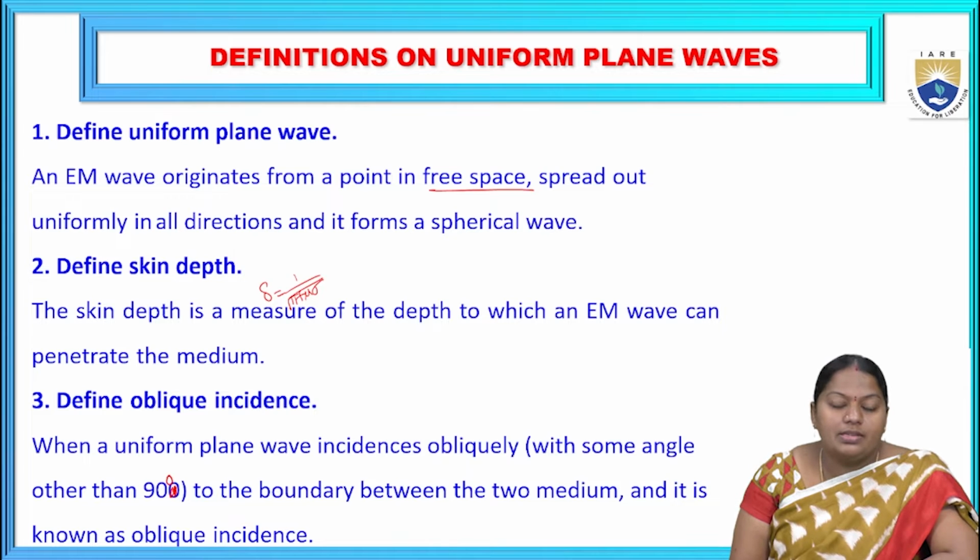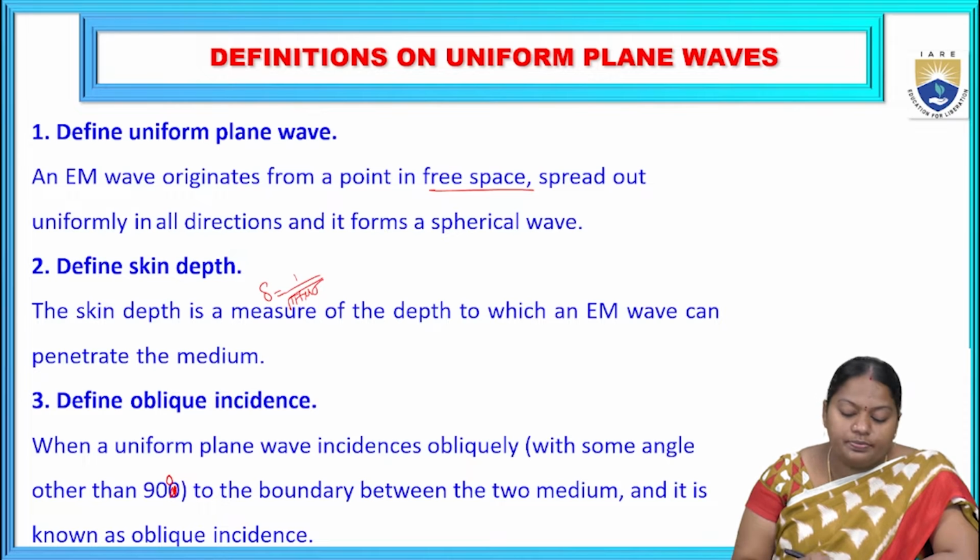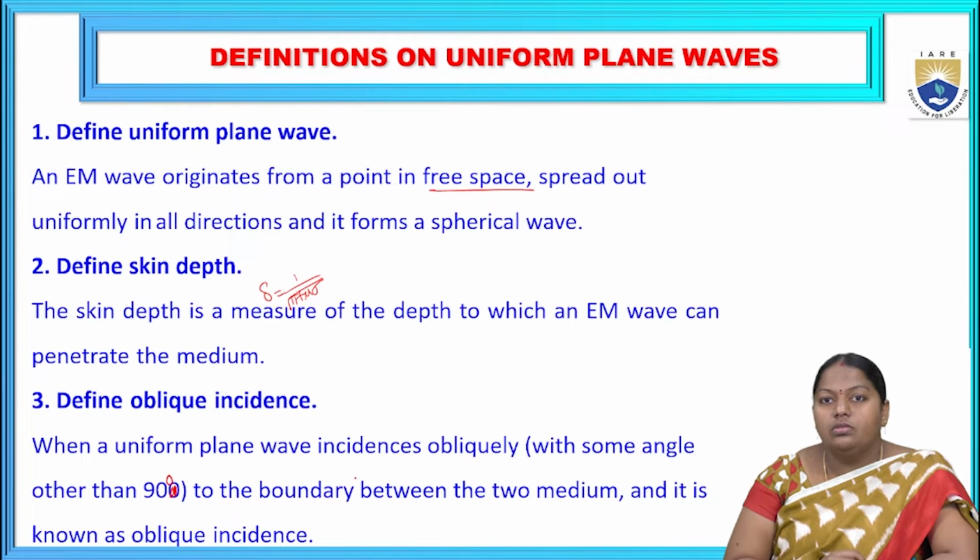Now coming to oblique incidence: when a uniform plane wave is incident obliquely, with some angle other than 90 degrees, less than or greater than 90 degrees, on the boundary between the two media, it is known as oblique incidence. Obliquity must be there between the two media.